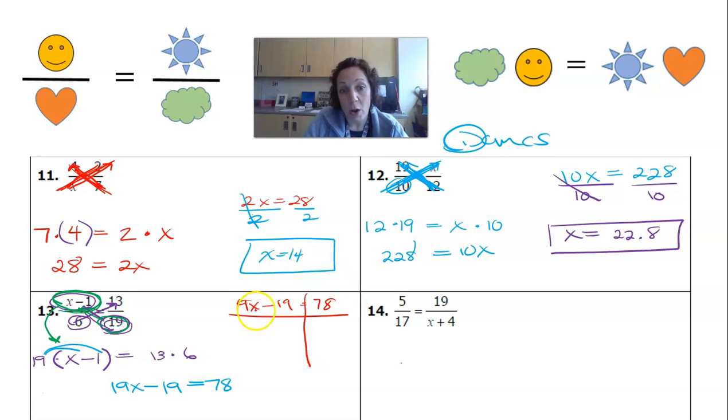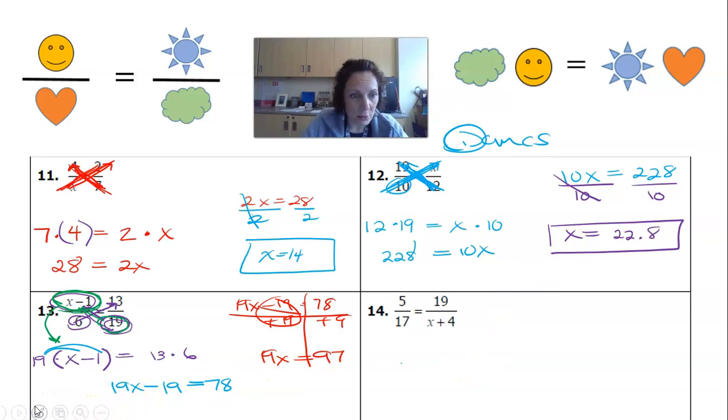Okay, so I got to do some DCMCS here, right? So I'm going to leave this x because he's where I like him. He's on the left-hand side. So let's add 19 to both sides. When you do that, it cancels on this side. I've got 19x, and over here, 78 plus 19 is 97. I don't know that off the top of my head. I just did the calculation. Okay.